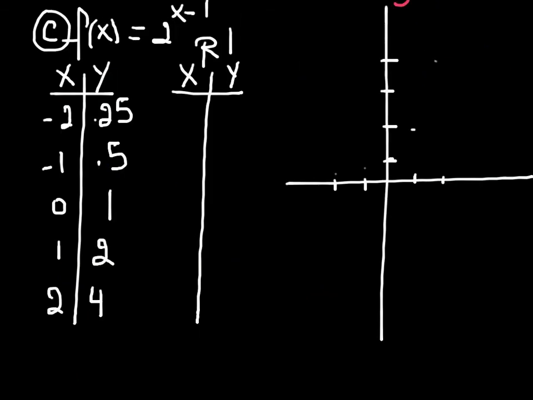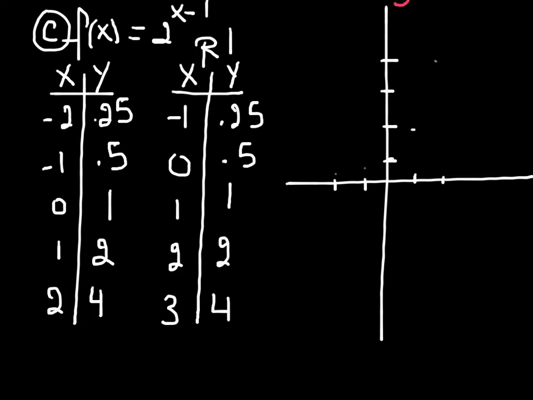Alright, part C, we are shifting this graph by moving it to the right one. I already have the parent function ready for you. To the right one, we're going to add 1 to all the x's. Negative 2 plus 1 is negative 1, negative 1 plus 1 is 0, 0 plus 1, 1 plus 1, and then 2 plus 1. The y values are going to remain the same. We're simply moving the graph to the right one.